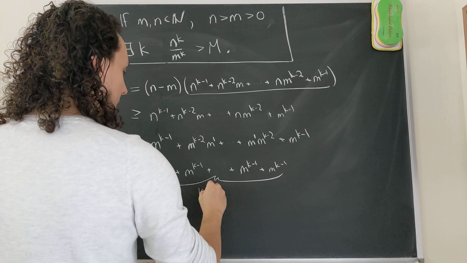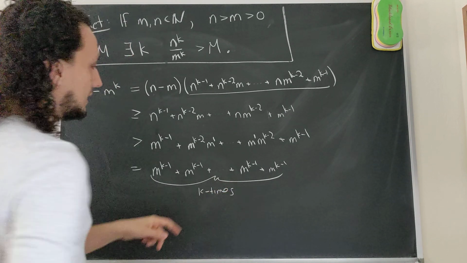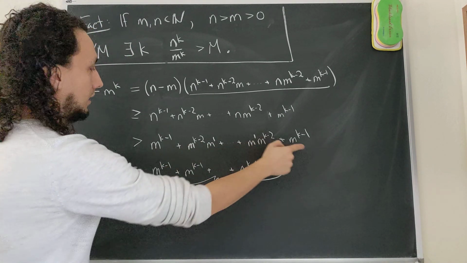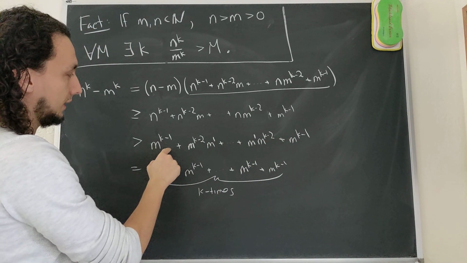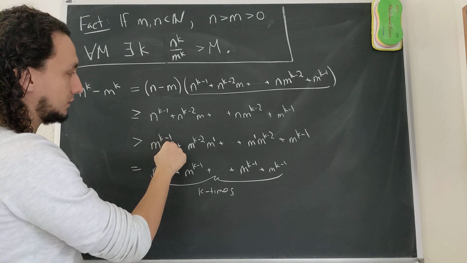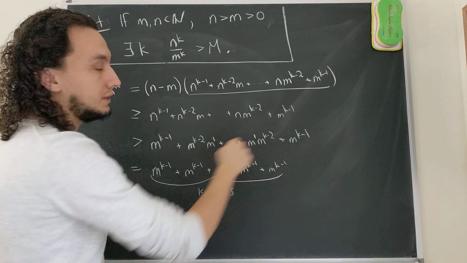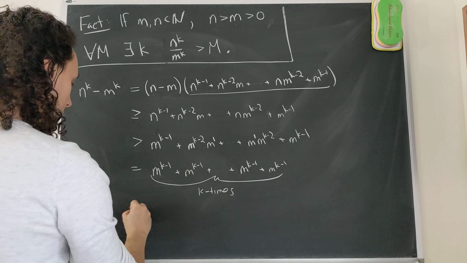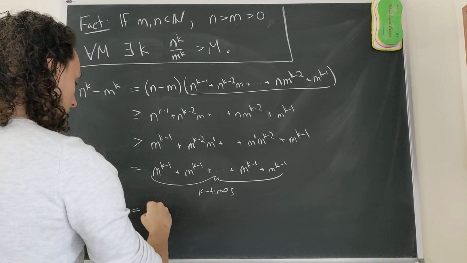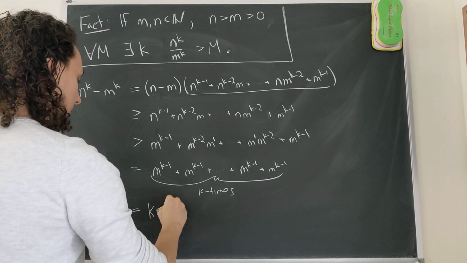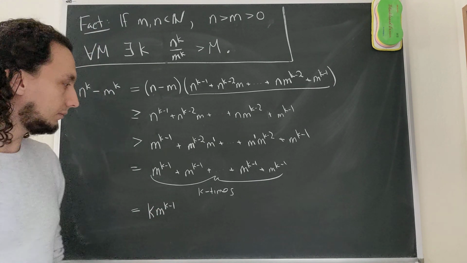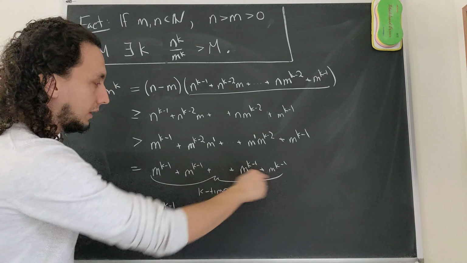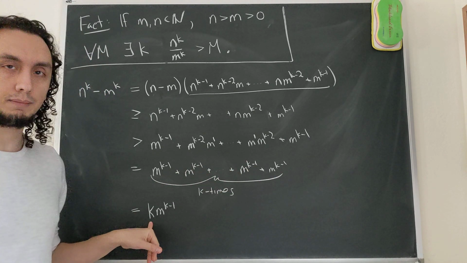And there are how many? K of these. If you count these up, right, it goes from m to the k minus 1, k minus 2, all the way to m to the 0, so in total there's k terms here, if you count them up. Which means this is just equal to k times m to the k minus 1. Right? It's that m to the k minus 1 added to itself k times.